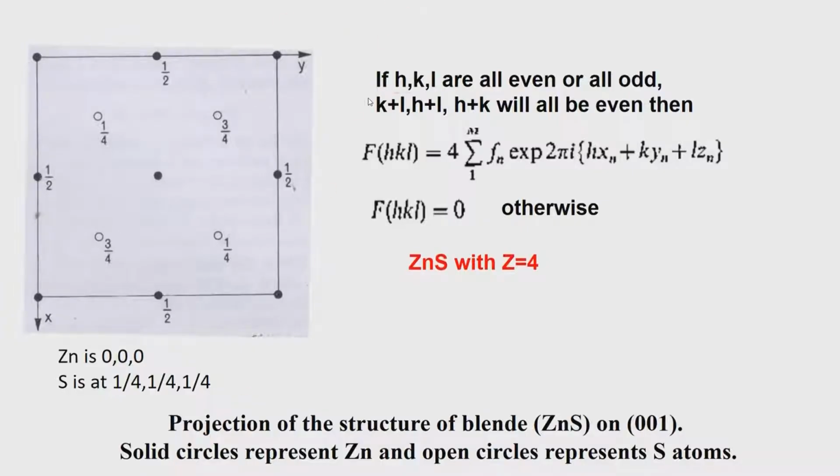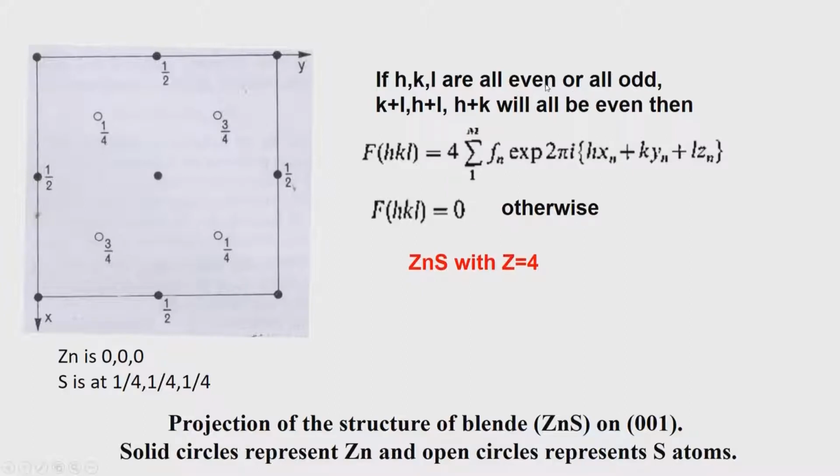This slide tells me that if H, K, L are all even or all odd, so our 1 1 1 is all odd, okay. Then if you add H plus K, it is 2. So K plus L will become 2, H plus L is also 2, H plus K is also 2. So they will be all even.